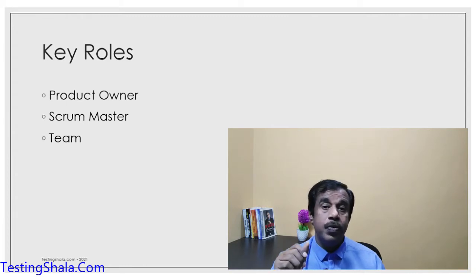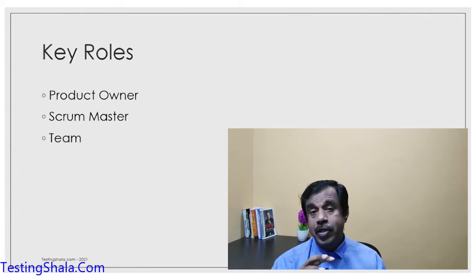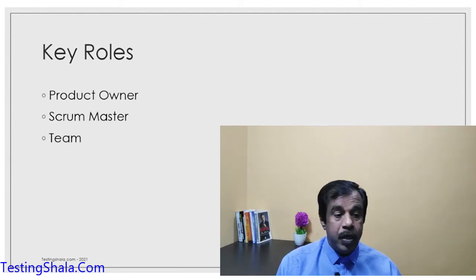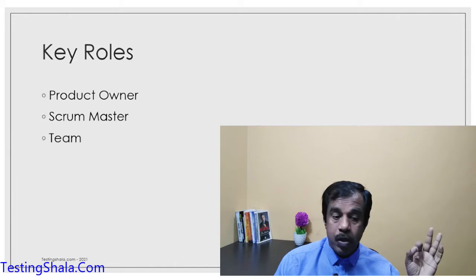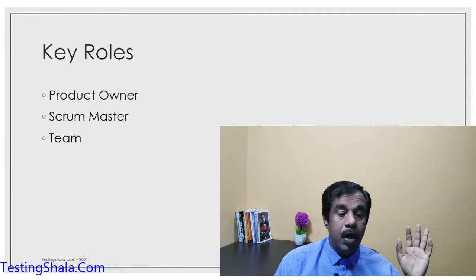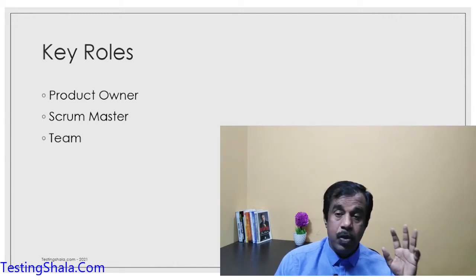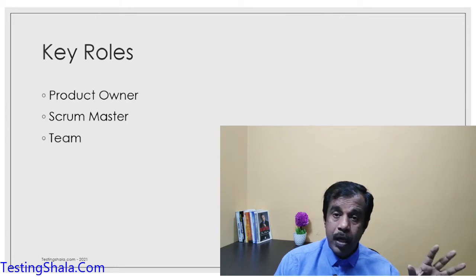All other roles would be part of the team here. In any Scrum team, these are the only three roles: one is the product owner, the Scrum Master, and the team. These are the only three important roles in any Scrum team.